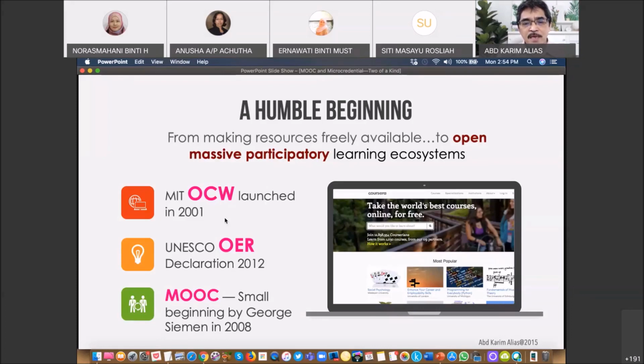And in 2012, they launched the Paris OER Declaration, and I had the privilege to be part of the UNESCO meeting there in Paris. So with the OCW of MIT and UNESCO OER, they came together as a combined initiative, and that's where the MOOC basically started.